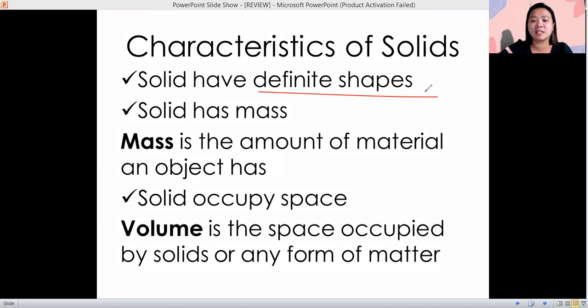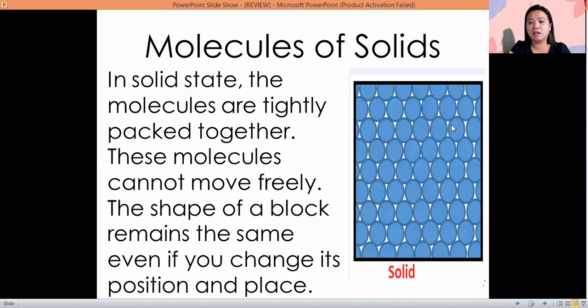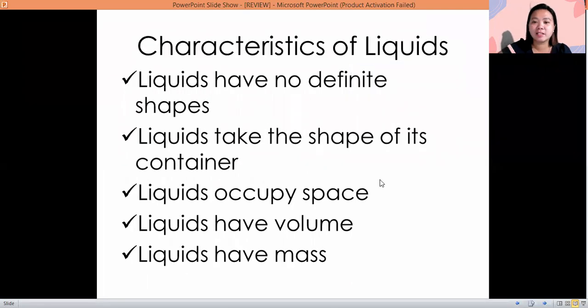The shape is still the same. Okay, it has mass. It occupies space, and the molecules of solid are tightly packed together. Okay, please remember the molecules of solid are like this. It's tightly packed.